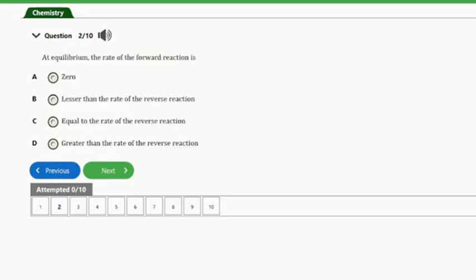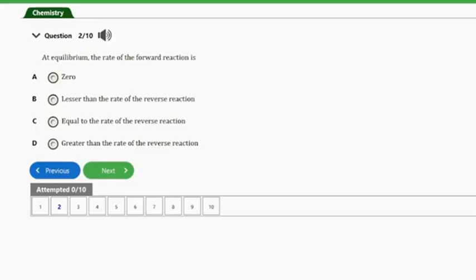Question number 2, it says, at equilibrium, the rate of the forward reaction is A, 0, B, lesser than the rate of the reverse reaction, C, equal to the rate of the reverse reaction, D, greater than the rate of the reverse reaction. So guys, the answer to this question is option C.